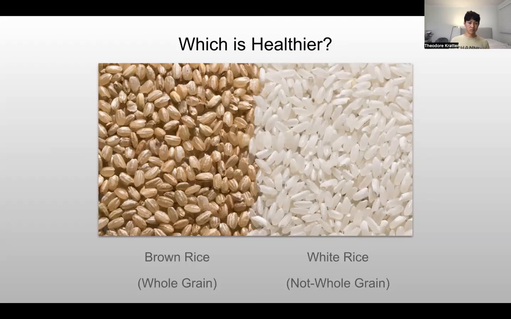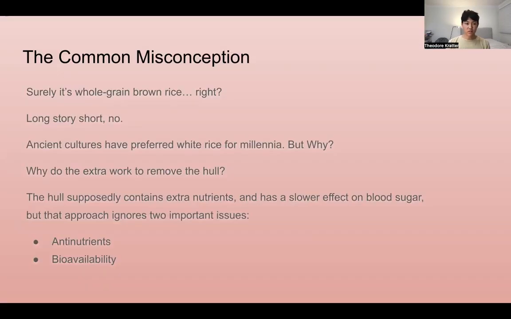Which do you think is healthier, brown rice or white rice? Brown rice is the whole grain version of rice that contains the whole of the grain, while white rice does not contain the whole. Surely it's whole grain brown rice, right? Long story short, it's actually not. In fact, ancient cultures have even preferred white rice for millennia. But why would they go through this extra effort of removing the whole of rice?